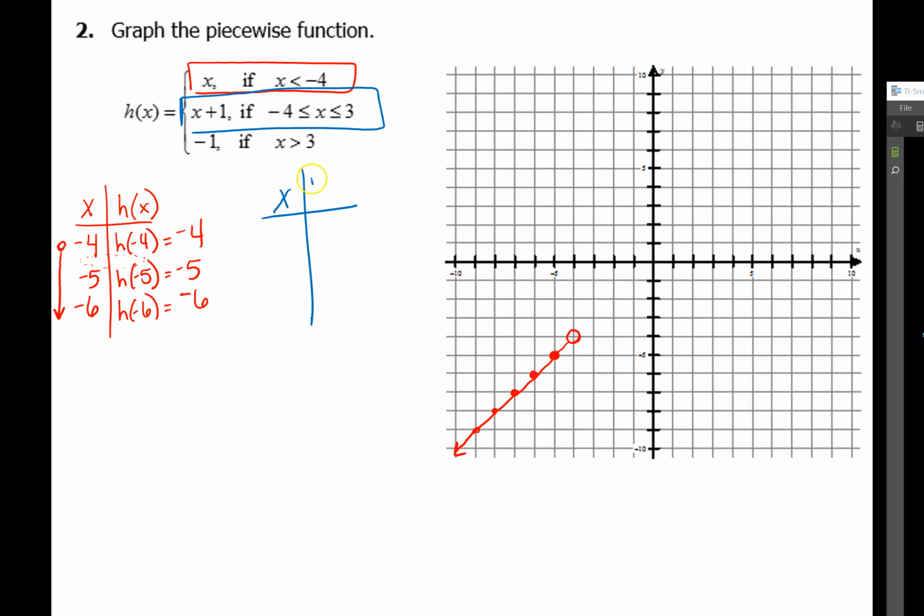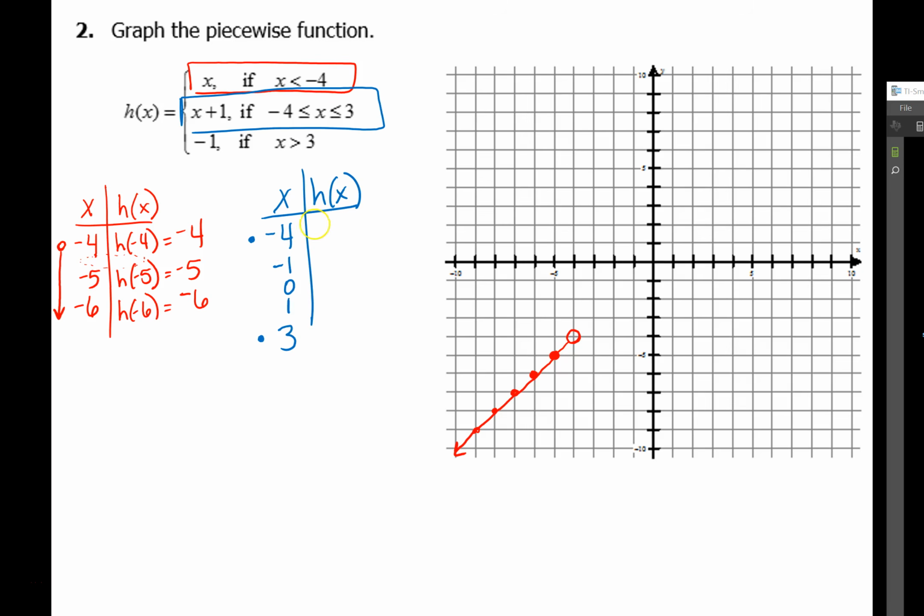So again, looking at the function, if my x values have to be between and equal to -4 and 3, that means -4 is included, 3 is included. Those are my two ends, but I also need to pick a couple of values in the center. So I'm going to pick -1, 0, and 1, just because those are super easy to plug in. You can pick anything that's in this domain.